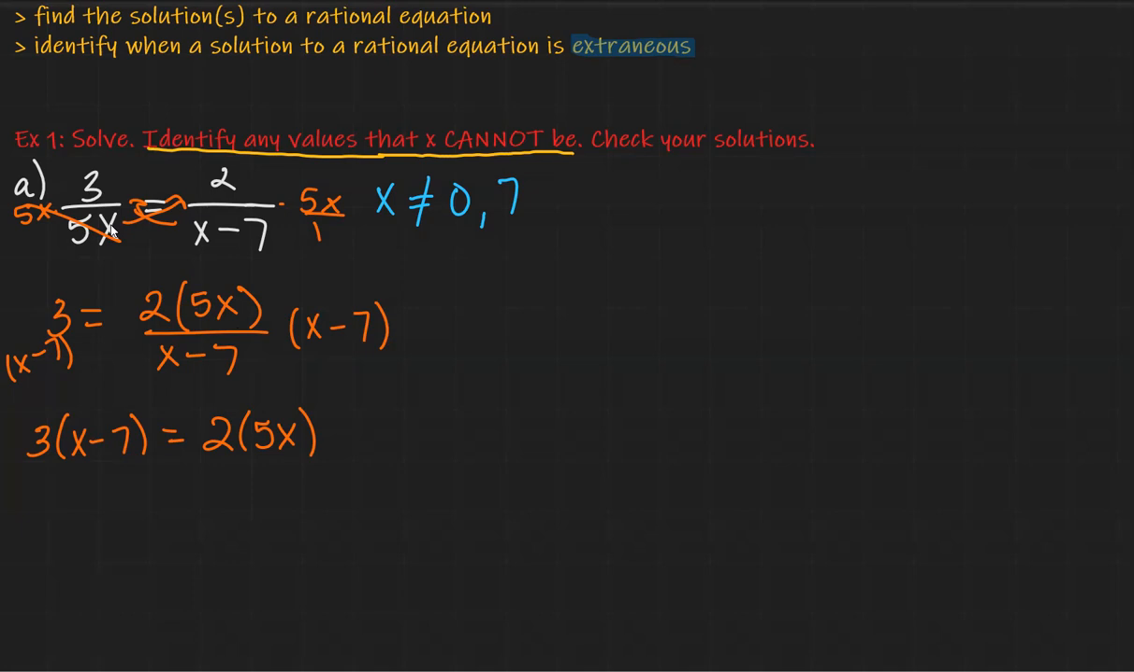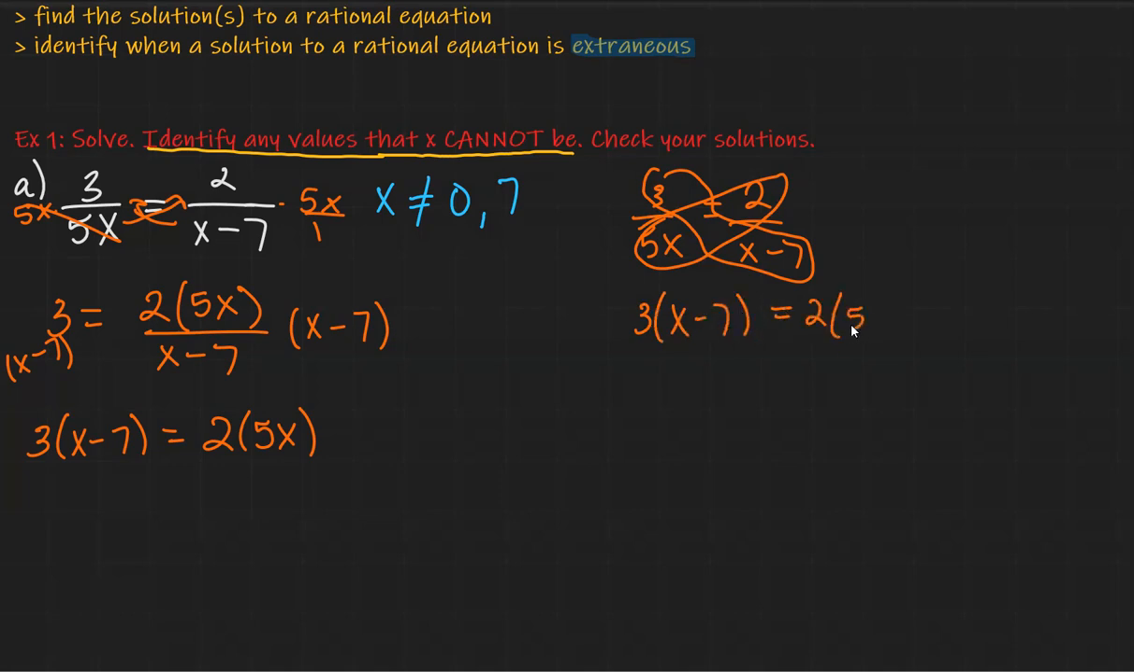Now, for those who haven't seen it, cross multiplication is just a shortcut of this, right? If I start off with just 3 over 5x equals 2 over x minus 7, when I have the equal sign, and I just have one fraction on each side, then I can just cross multiply. Let me do 3 times x minus 7 and 2 times 5x and get 3 times x minus 7 equals 2 times 5x.